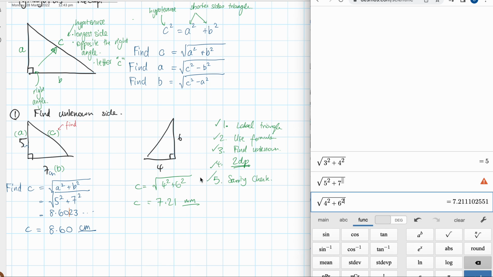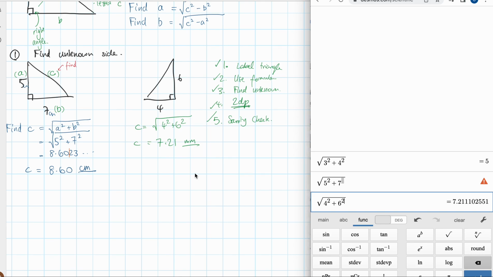We're going to move on to our second set of examples now, okay? And this one here is going to be finding the shorter side. Okay, so I'm going to draw 2 more, hopefully not as dodgy triangles.